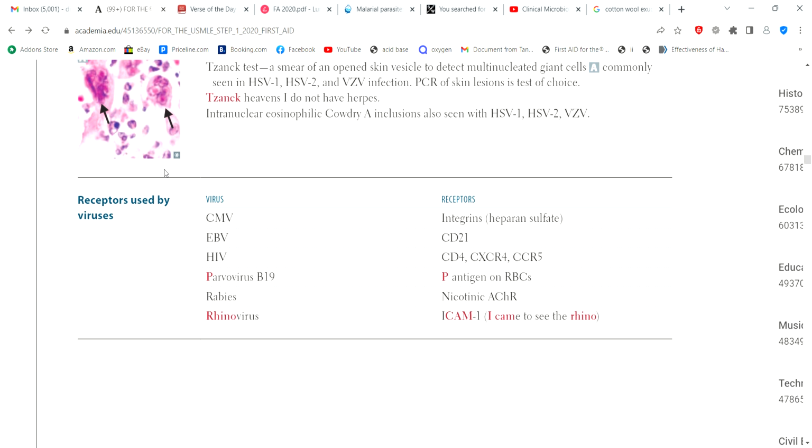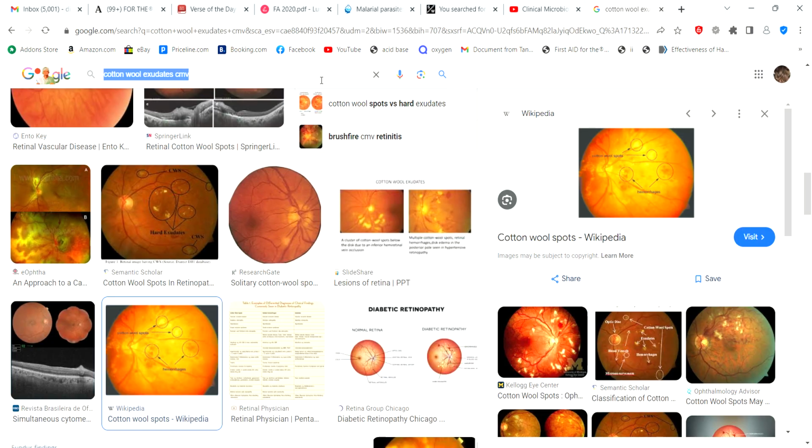Receptors used by viruses. Okay, this is extremely high yield. You have to know, they love to ask this. So CMV uses integrins to bind to the cells to infect them. EBV binds to CD21. Remember we said CD21 is on top of B cells. So EBV binds to CD21.